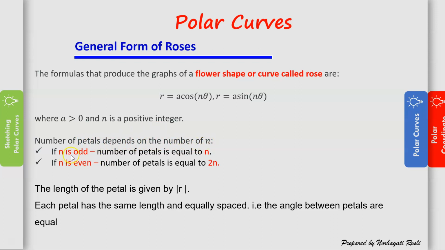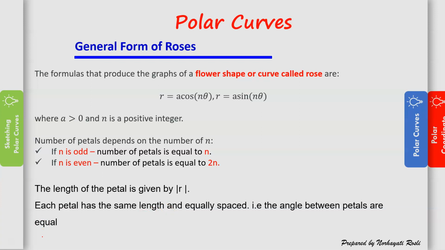If our n here is an odd number, the number of petals will be equal to n. But if it is an even number, the number of petals is equal to 2n. The length of the petal is given by the magnitude of r, and each petal has the same length and is equally spaced. That is, the angles between petals are equal.